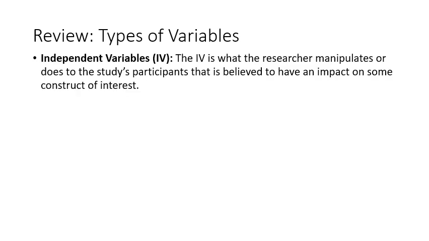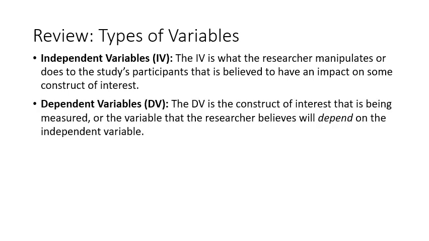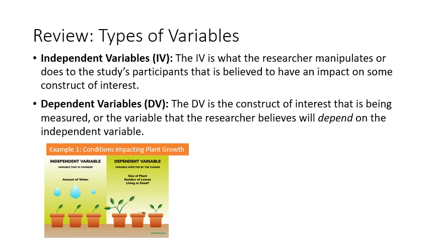So let's just review your types of variables at this juncture. We talked about independent variables, what the researcher manipulates or does or treats the study's participants that he or she thinks will have an impact on the construct of interest. And then dependent variables, that is the construct of interest that's being measured. Or we might say what the researcher believes will depend on the independent variable. And we talked about these examples. The independent variable being the variable that's changed.